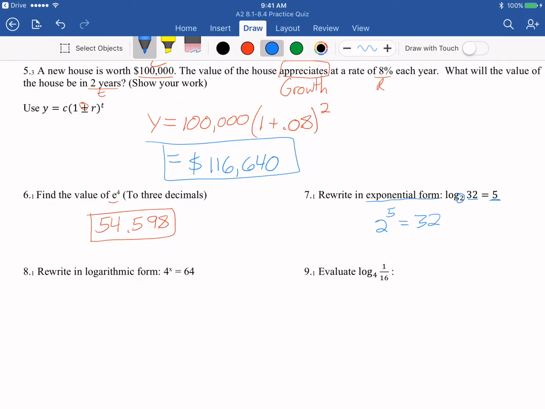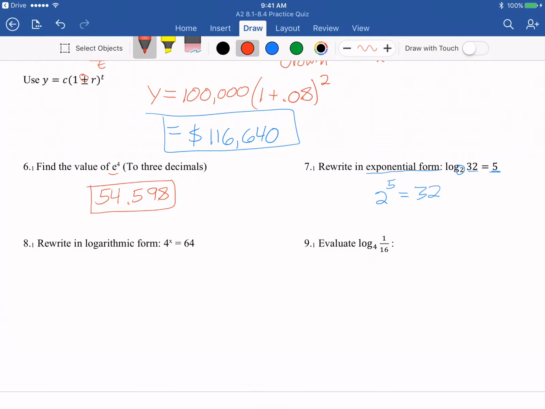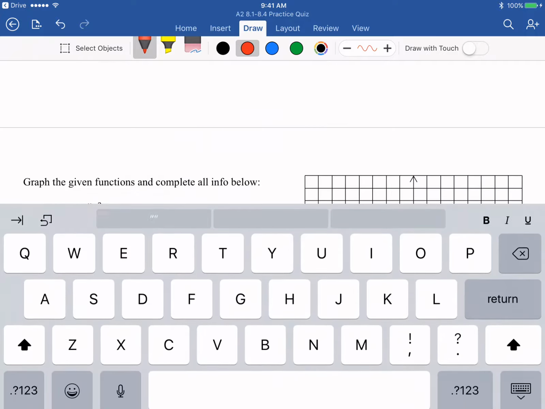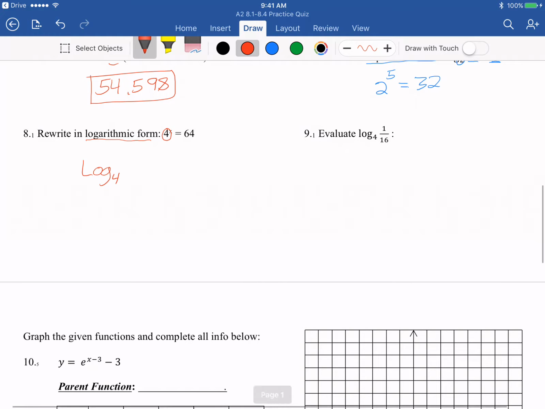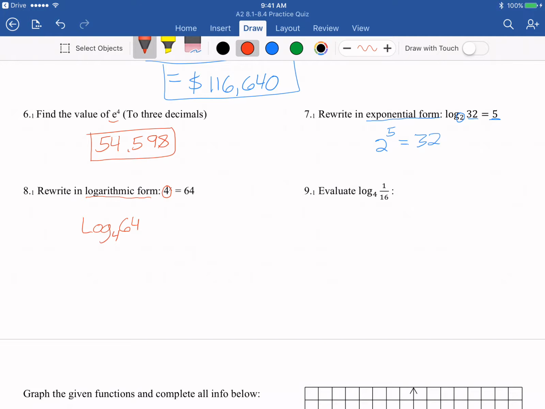All right, so number 8 goes backwards the other way. We have to write this in logarithmic form. Again, this b goes into the base of that log, so I have log base 4. Then you put in that 64. My answer goes there, and that x is what I raise it to. So we have 4 to the x equals 64. You don't have to solve it here. 4 to the 3rd is 64, but I just ask you to put it in logarithmic form.